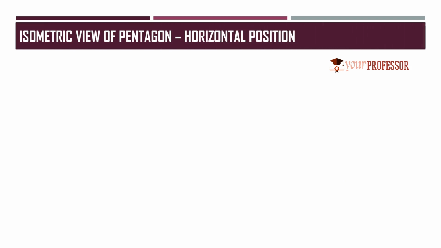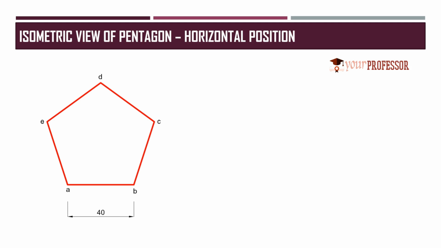Let us see the isometric view of pentagon in horizontal position. For that you need to construct the pentagon first. Choose any method, just construct the pentagon and name the corner points. Here I constructed the pentagon by considering the side length as 40 mm. The dimension is your wish, I have just considered 40 mm.